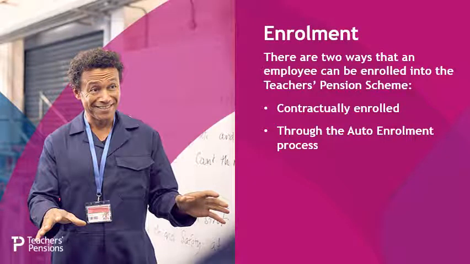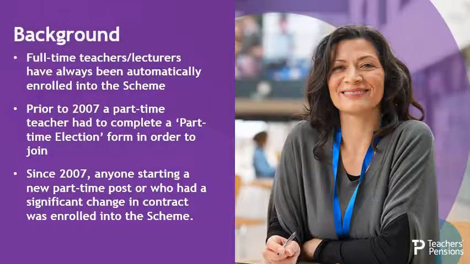There are two ways in which a member can be brought into the Teachers' Pension Scheme. One is through contractual enrolment, which is through Teachers' Pension Scheme regulations, and the other is through the auto enrolment process. Full-time members have always been automatically enrolled into the scheme.